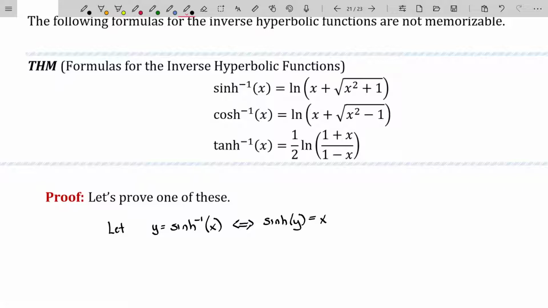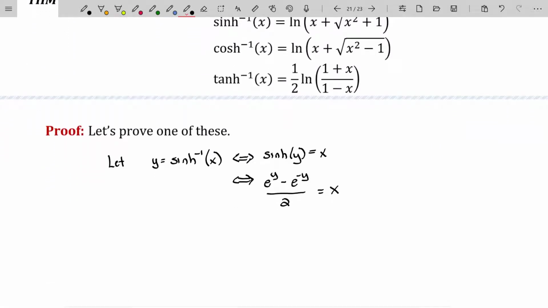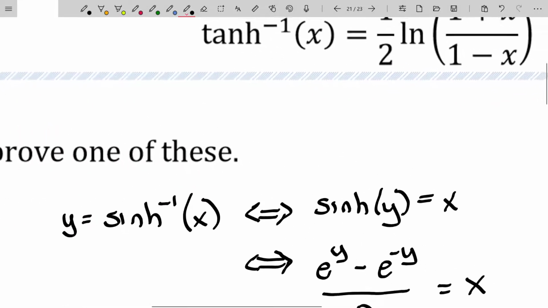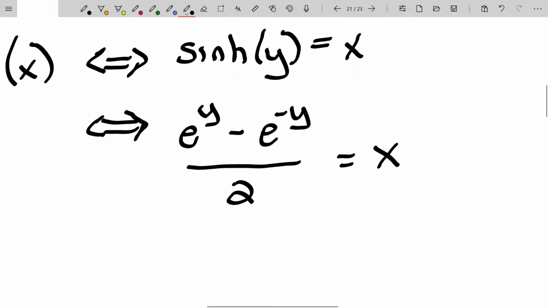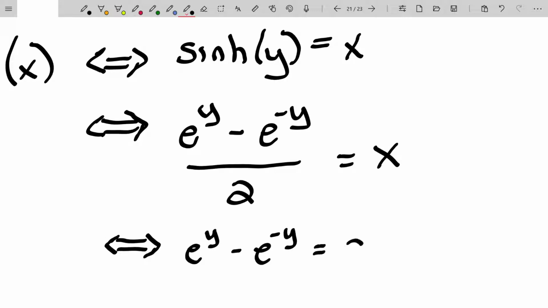Okay. But we know that's true if and only if e to the y minus e to the negative y over 2 is equal to x. So far, all I'm doing is using the definition of the inverse and then the definition of the sinh. Nothing really terrible there. I'll multiply both sides by 2, so that's true if and only if e to the y minus e to the negative y is equal to 2x.